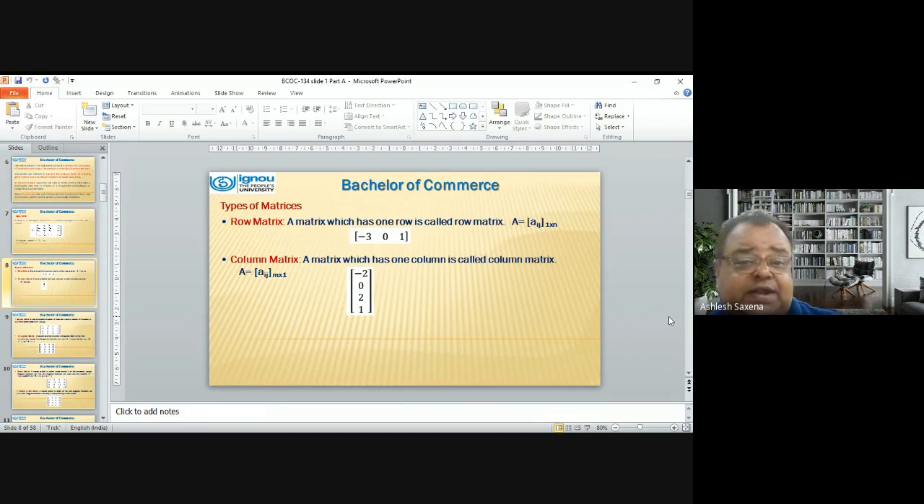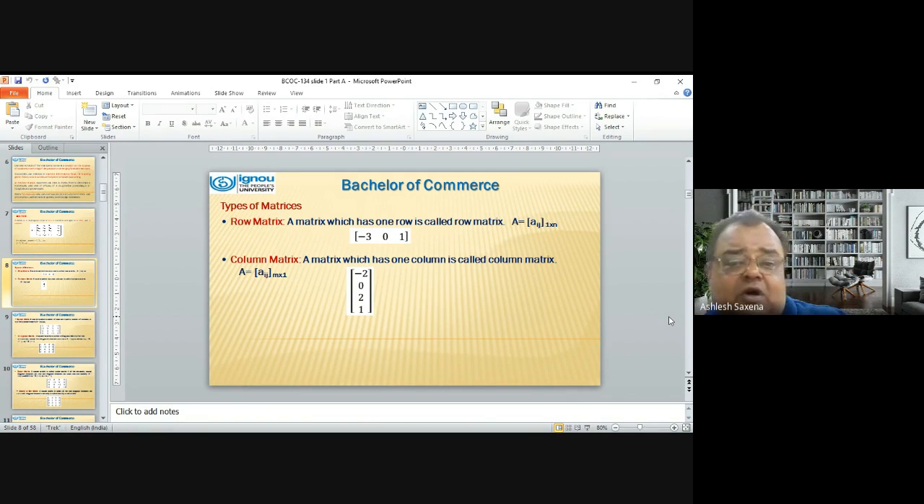Now, what are the different types of matrices? First of all, we will start with row matrix. Row matrix means all the elements are in the row form. We have a single row and the elements are -3, 0, 1. The matrix is represented by A equal to Aij, 1 into n, because our normal notation for representation is m into n. So here m is 1 and n is 3.